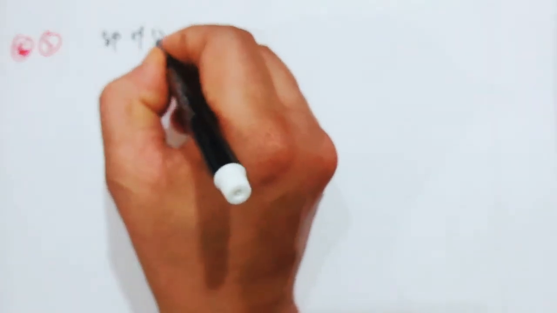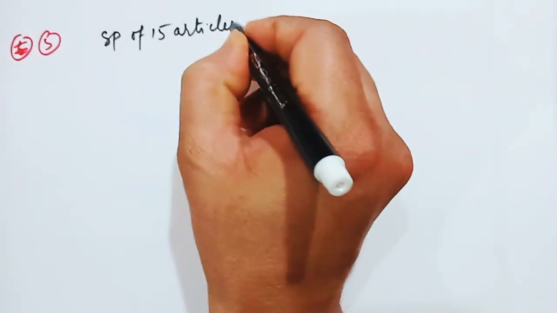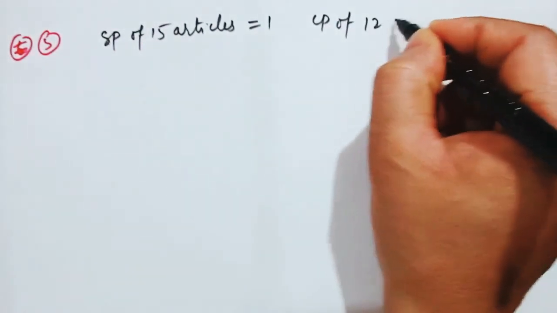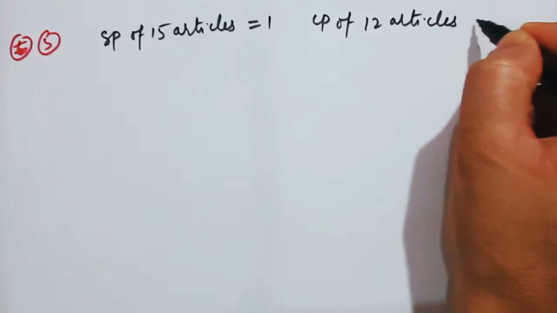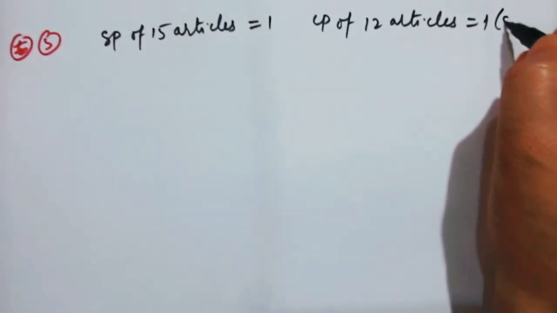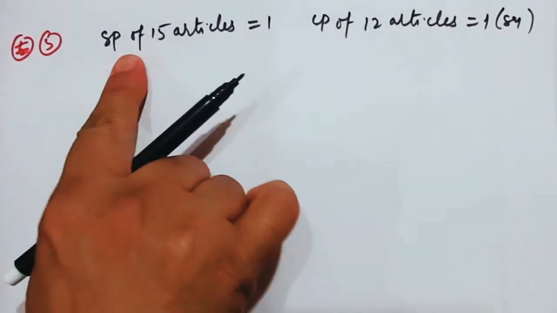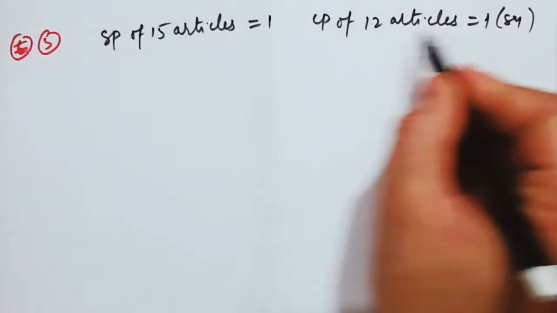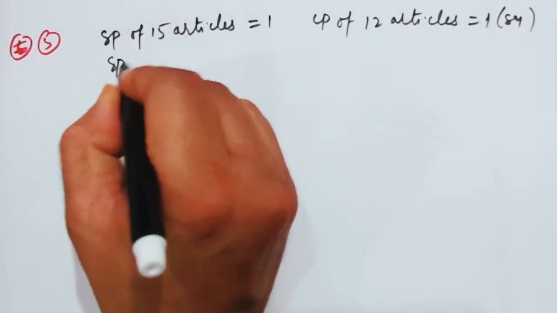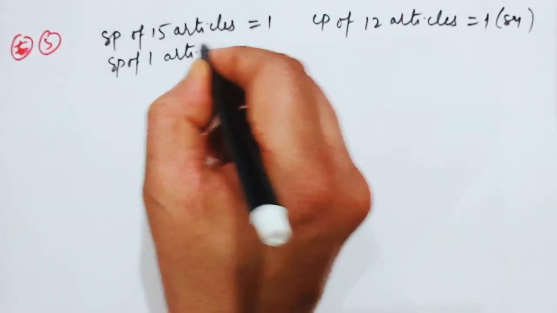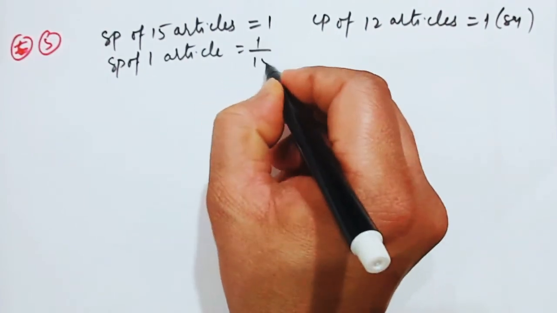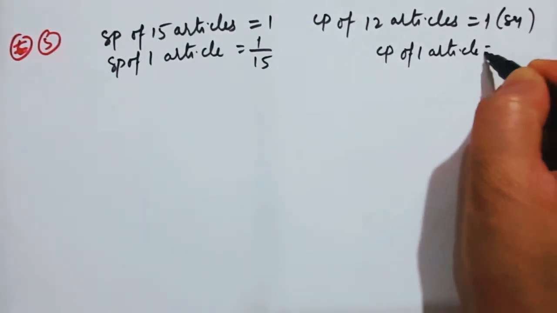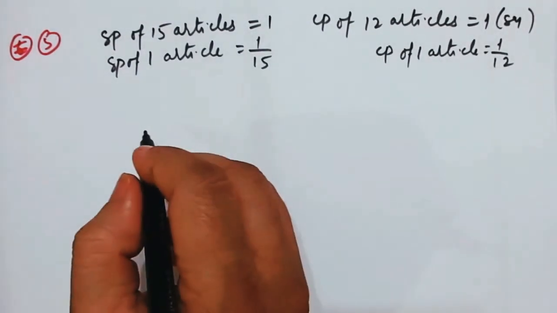Selling price of 15 articles, I have taken it as 1, and the cost price of 12 articles also is equal to 1. Because they are saying that selling price of 15 articles is equal to the cost price of 12 articles. So both I have taken as a constant quantity. Therefore, selling price of 1 article is equal to 1 by 15, and your cost price of 1 article will be equal to 1 by 12.